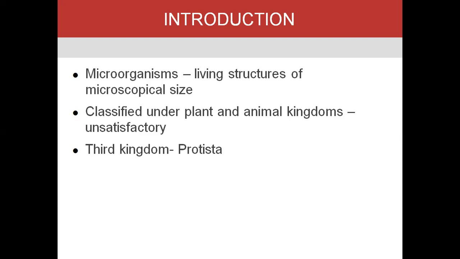But it is unsatisfactory. Why? Because some of the microorganisms are neither branching nor motile. So where to place them? A lot of confusion. And moreover, the plant kingdom has plants which are visible, and the animal kingdom deals with animals which are visible, but microorganisms are invisible to the naked eye. So a third kingdom was established, that is Protista.